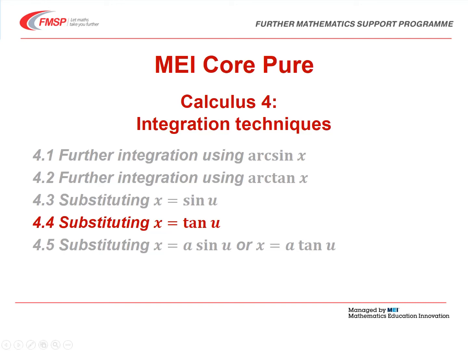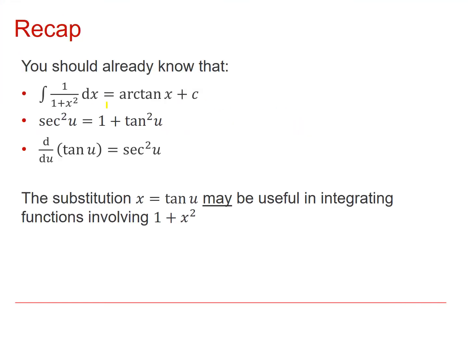This is a video for MEI Core Pure, Calculus 4, Integration Techniques, 4.4, Substituting x equals tan u. We should already know a relationship between the integral of 1 over 1 plus x squared and arctan, that sec squared and tan squared are related, and that sec squared is the derivative of tan.